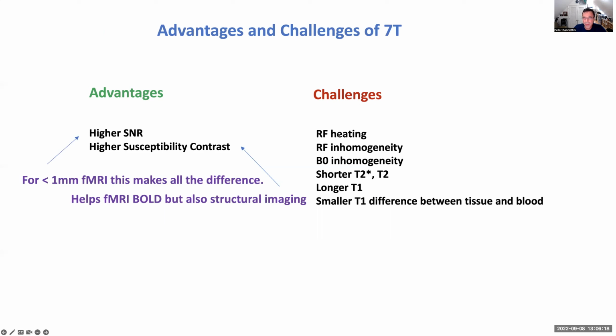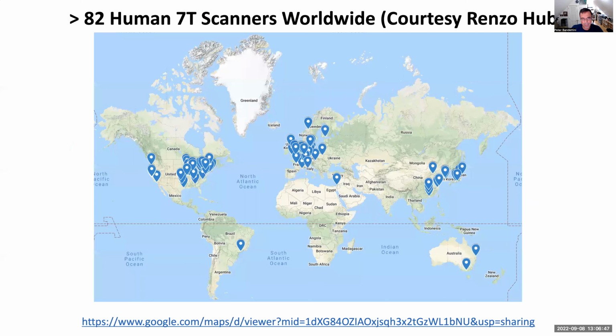The challenges, of course, at 7 Tesla, there's more RF heating, there's RF spatial inhomogeneity, there's more magnetic field inhomogeneities that cause more signal dropout. T2s and T2 stars are much shorter. The T1s are longer, so you have to wait longer for the longitudinal recovery to happen to have enough signal. And also, as I mentioned, there's smaller differences between T1 of tissue and blood, so that reduces your contrast that you have to work with.